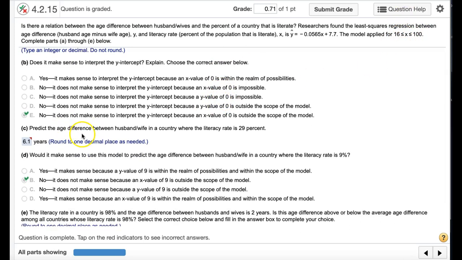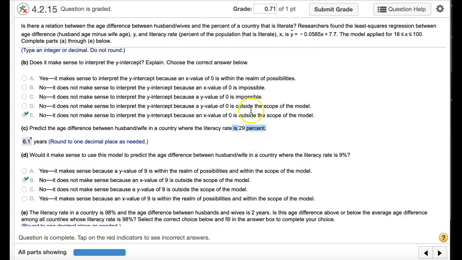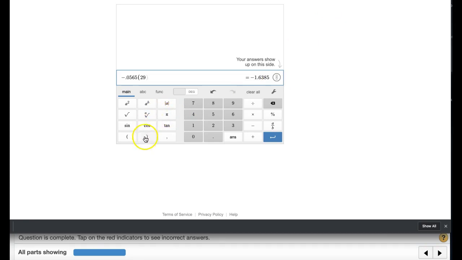Then make a prediction: the age difference between husband and wife when the literacy rate is 29%, rounded to 1 decimal place. In this case, we take 29 for the x value and substitute it into that equation. So you have negative 0.0565 times 29. Let's double check that. Times 29, close that off, and then plus 7.7.